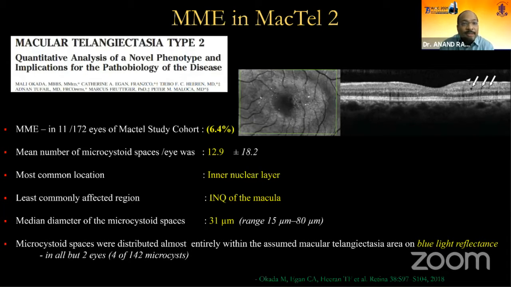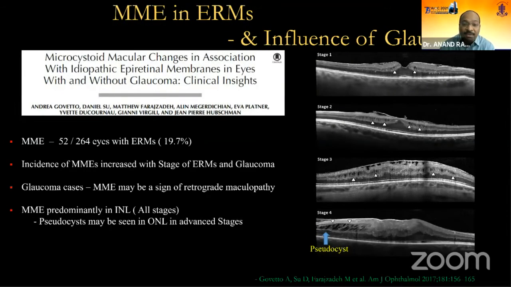Now, Govetta et al. did something interesting. They looked at MME in ERMs and the influence of glaucoma, and they found that MME was found in 20% of ERM cases. Incidence increased with the stage of the ERMs and with the stage of glaucoma. In glaucoma cases, MME may be a sign of retrograde maculopathy, and while it was predominantly seen in the INL, they also found pseudocysts in the advanced stages.